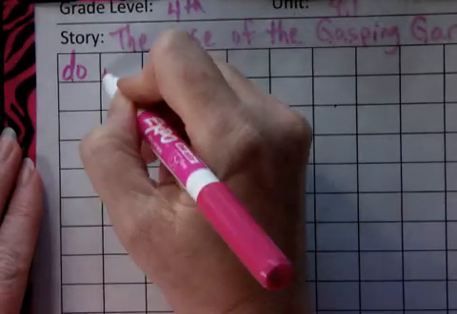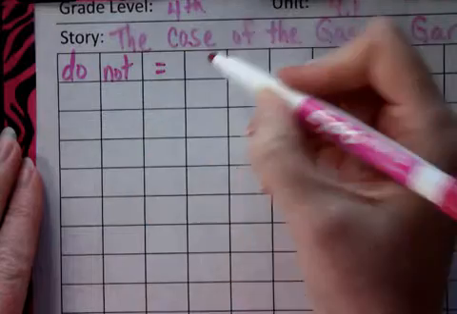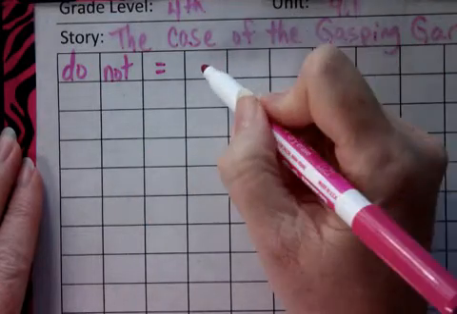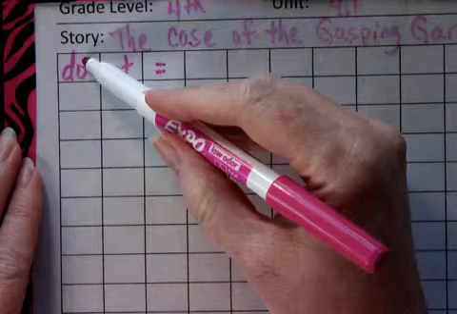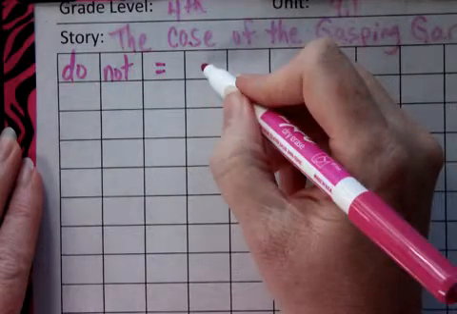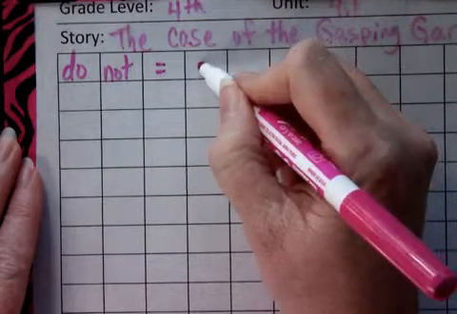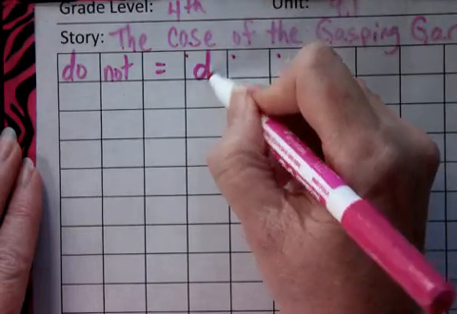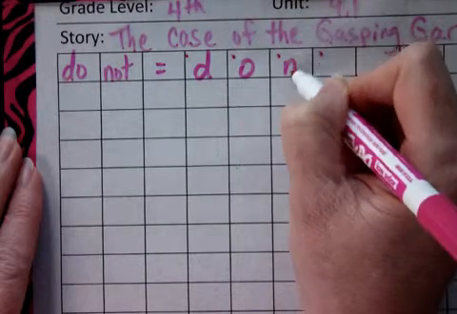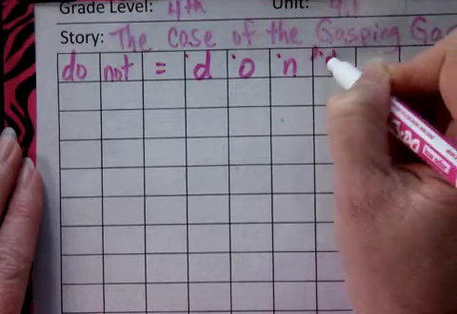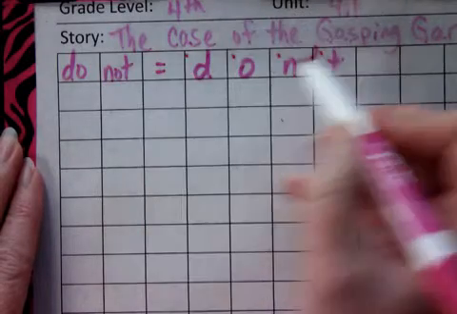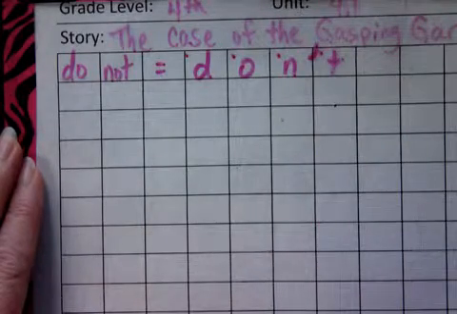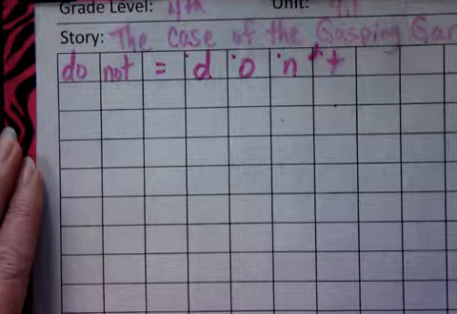Alright, the first word is going to be do and not put together. It's going to be don't. I don't know why do changes to O. I'm not sure why. But it's don't. D, O, N, apostrophe T. Because we're dropping that O, the apostrophe shows that something of that word is missing. Don't.